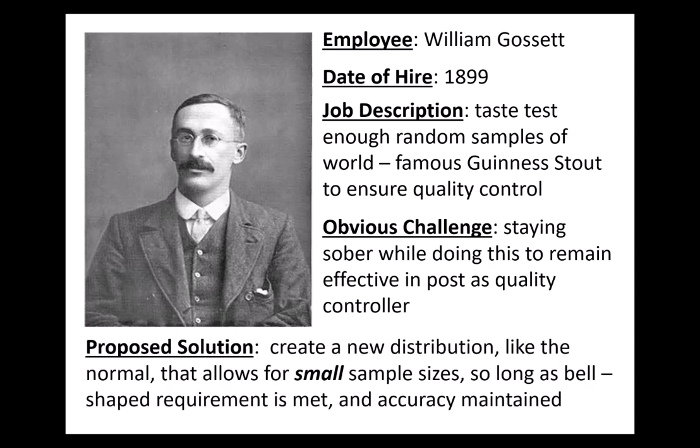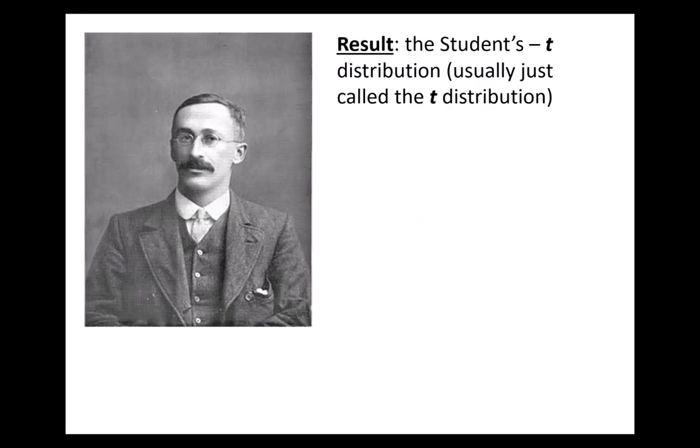But the bell curve only works well on slightly larger samples. So his solution was to create a new distribution that had the same properties as the bell curve, but worked on smaller samples. Okay, so what did Gossett come up with? He came up with something totally awesome.